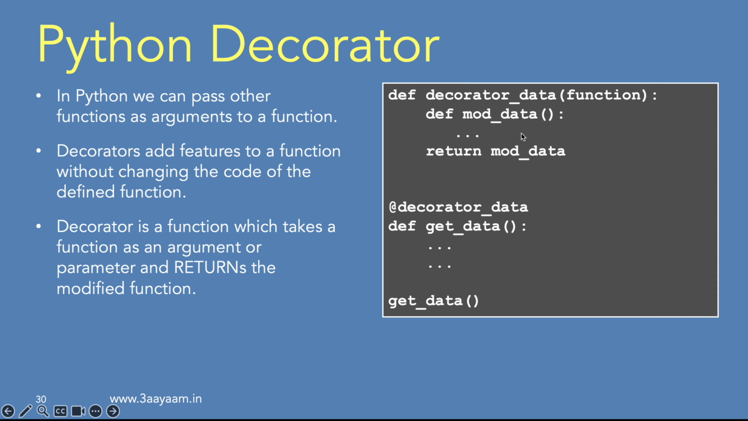And then we modify the data and then we return the mod data function. And this mod data is essentially modifying the functionality of this get_data. And this get_data is passed here as a function. But it does not stop there.